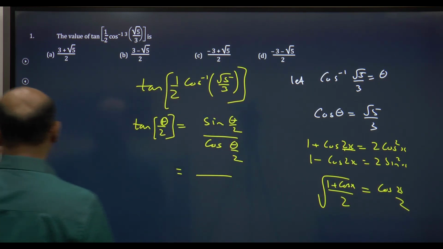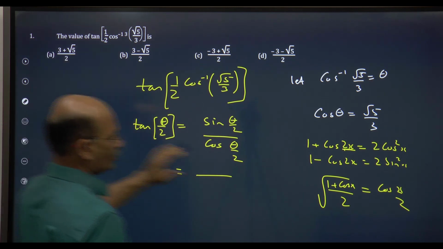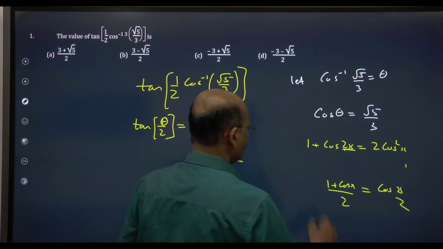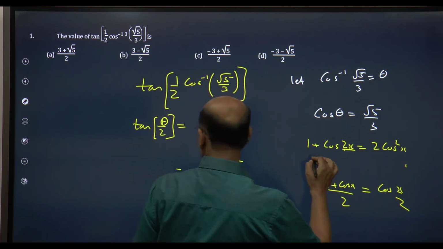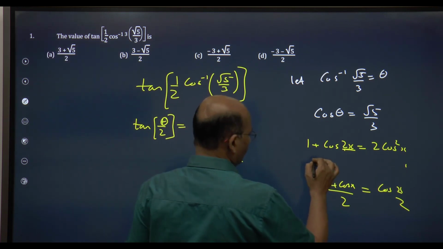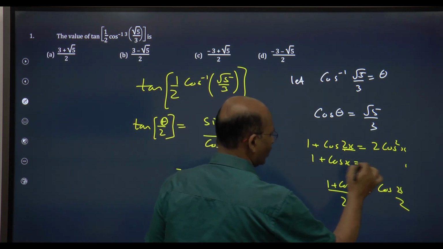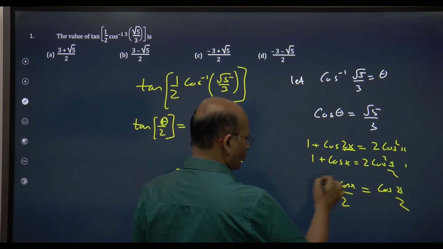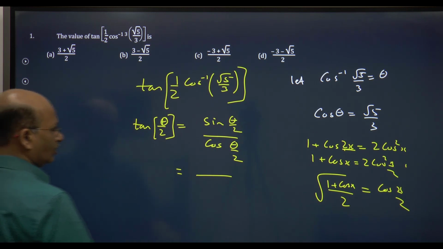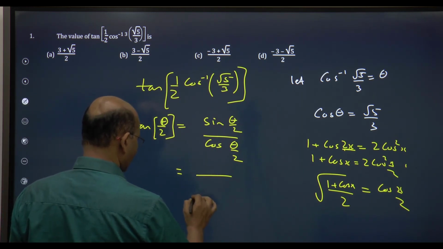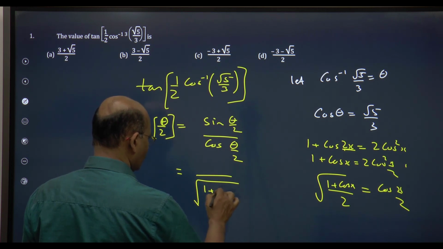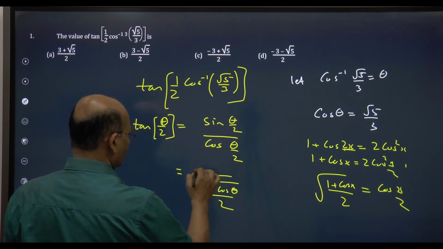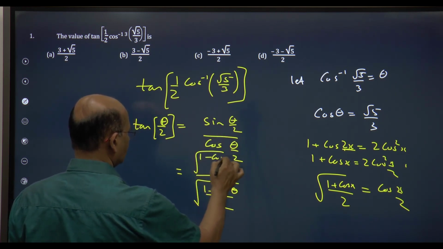Not getting it? Okay, I will just remove this and then you will understand. If I say double angle, can you write 1 plus cos x is equal to 2 cos square x by 2? So tell me what will be cos x by 2? Root of 1 plus cos x upon 2. So root of 1 plus cos theta upon 2. Similarly here, root of 1 minus cos theta upon 2.